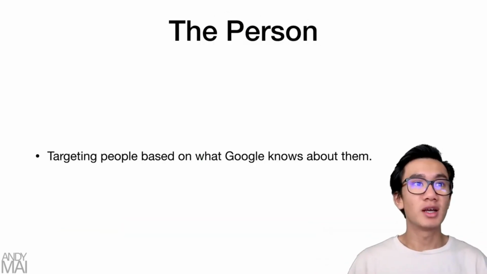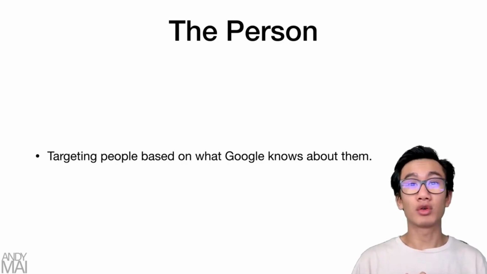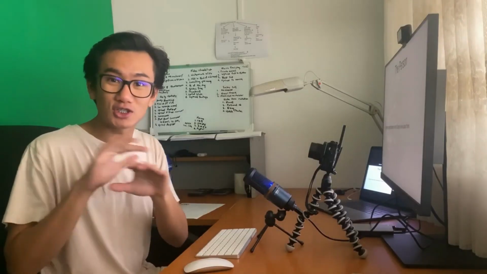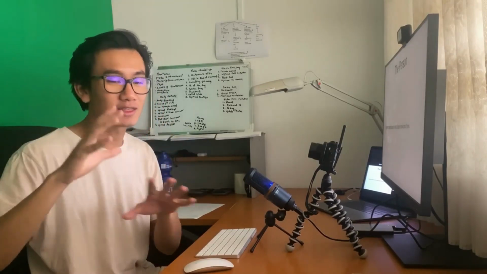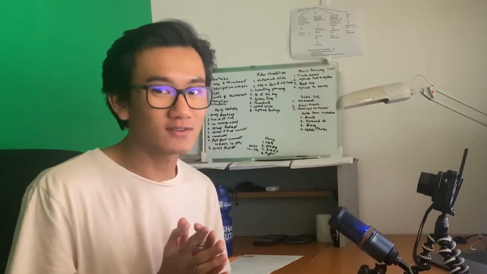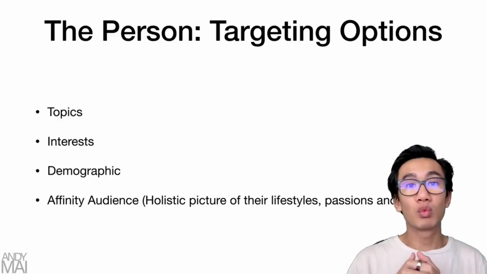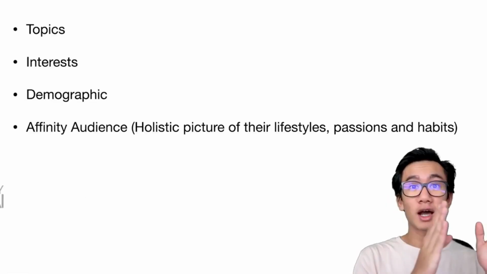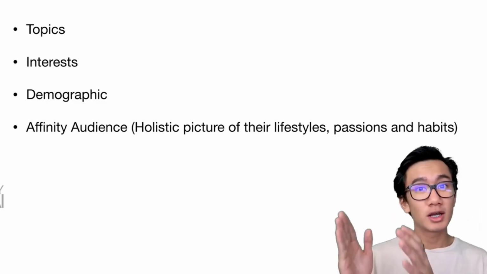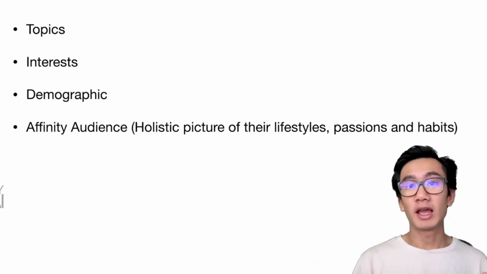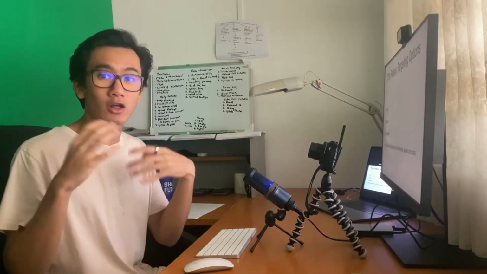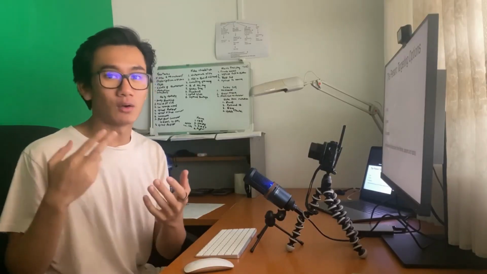Next is the person. This is targeting people based on what Google knows about them. Google has so much data. They know so many things about you just based on your history, the things you do. With the amount of data they have, they're going to take over the world. So what are the targeting options for people? You could target them by topics, interests, demographics, and affinity. Affinity is a holistic picture of lifestyle habits.